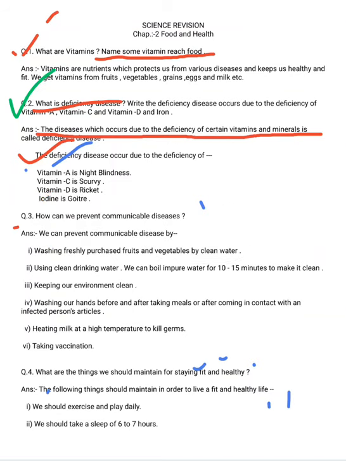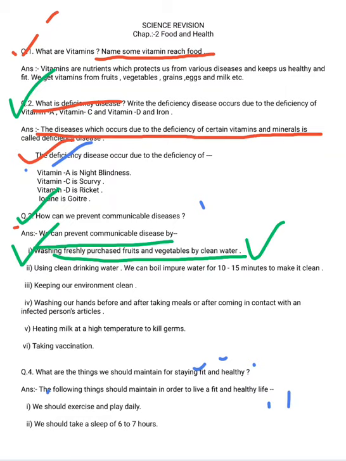So first of all, we can prevent communicable diseases by washing freshly purchased fruits and vegetables with clean water.